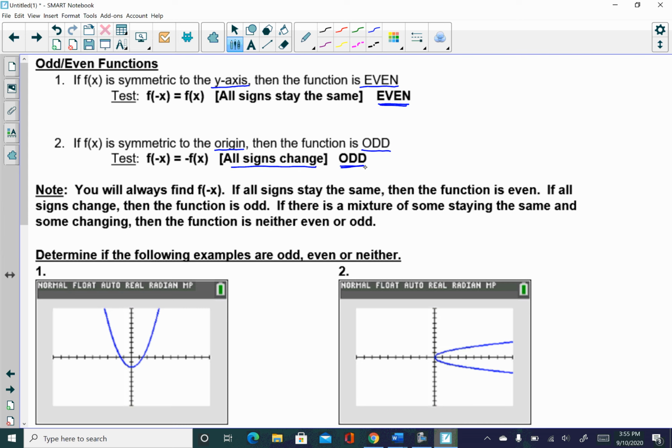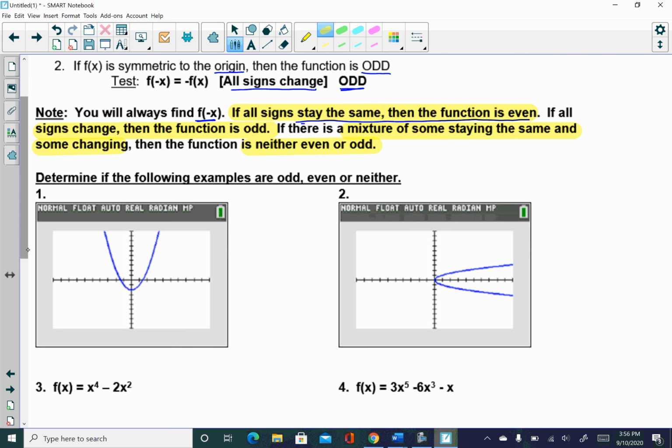I know that probably doesn't mean a whole lot to you at the moment, so let's come down here and do some, okay? I did put a note down here, you'll always be finding f of negative x. If all signs stay the same, then your function is even. Maybe I should use a highlighter. If all signs stay the same, then your function is even. If all signs change, then your function is odd. If there's a mixture of some staying the same and some changing, then your function is neither even or odd, okay?